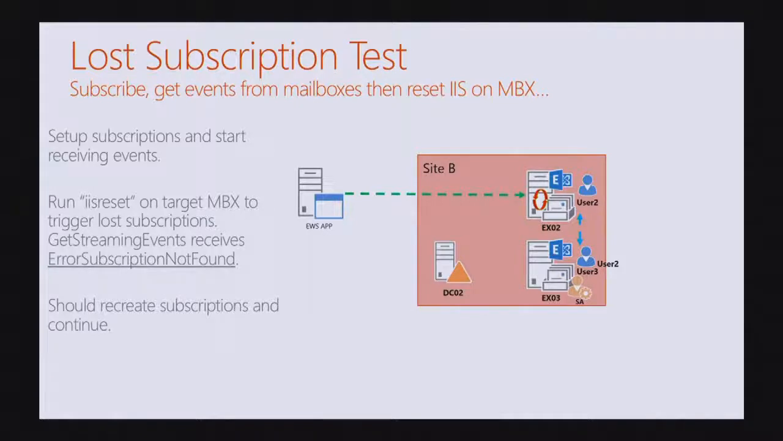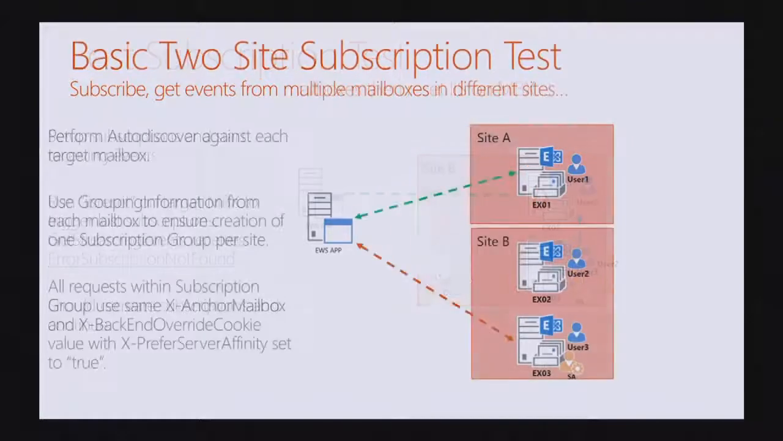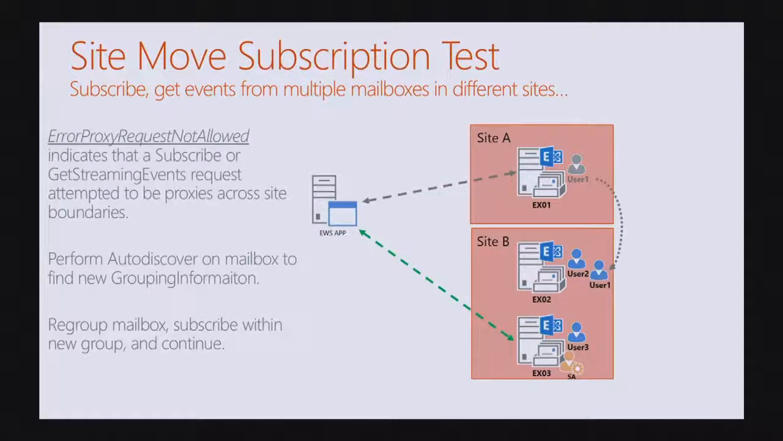Lost subscription, this is cycling the app pool or IIS reset or just rebooting your backend server. You should lose your subscriptions. You'll get an error, subscription not found, and resubscribe. The two site tests, we saw that. A site move test, so this would be you move a mailbox within a subscription group to a different site, and you'll get that error, proxy request not allowed.